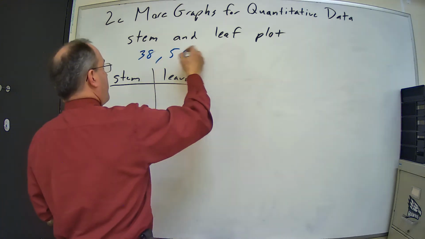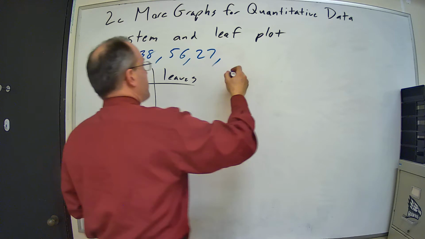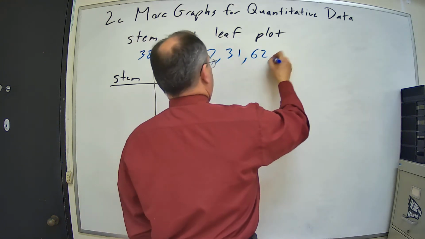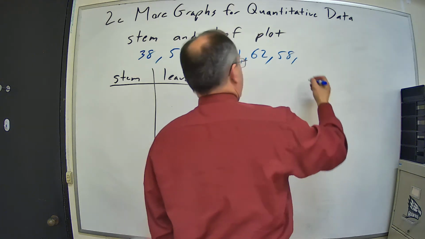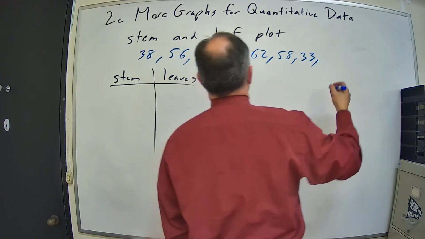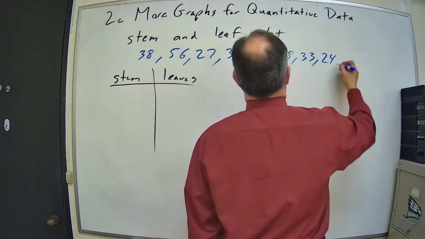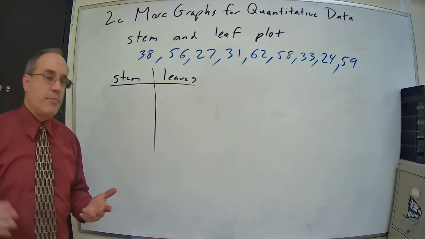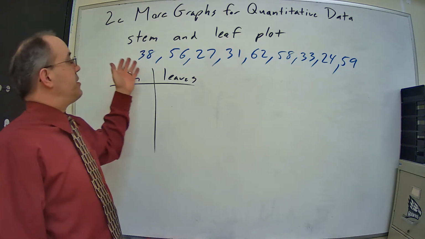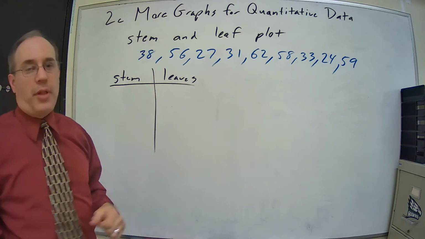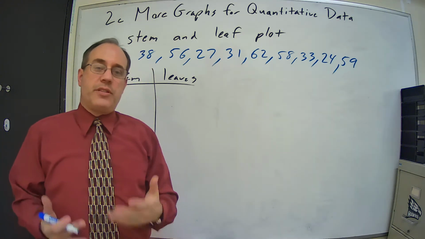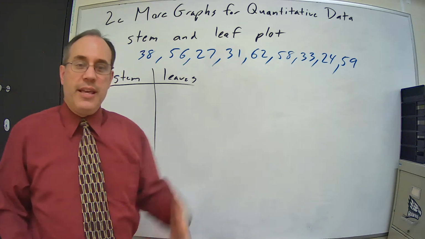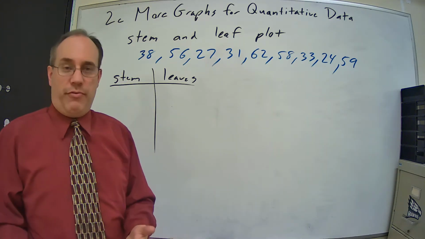38, 56, 27, 31, 62, 58, 33, 24, 59. So here I've got some data. And I want to turn this data into a stem and leaf plot. And the idea is, with a stem and leaf plot, that we're going to break each of these data points into a stem and a leaf.